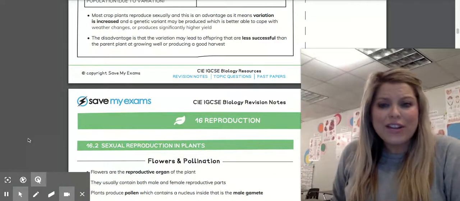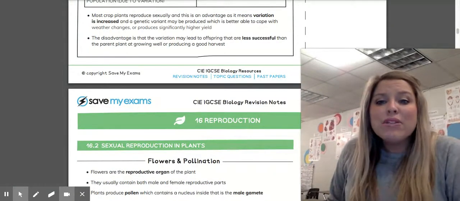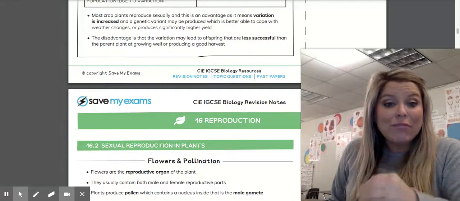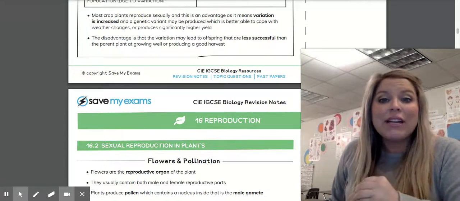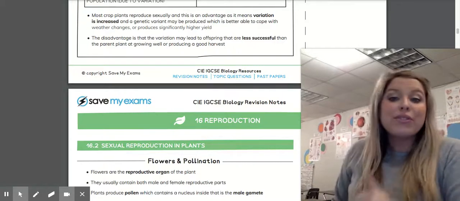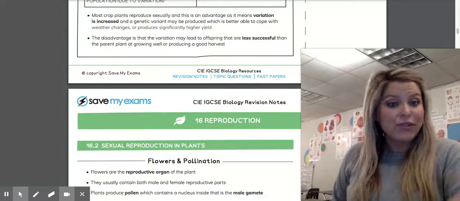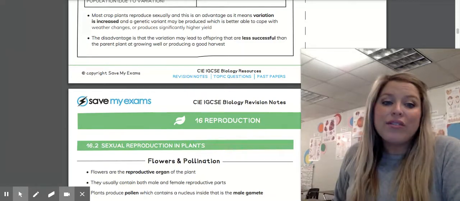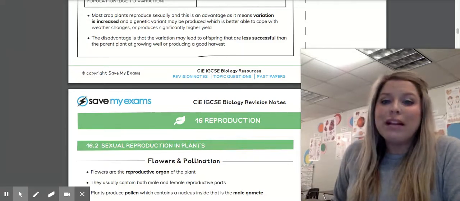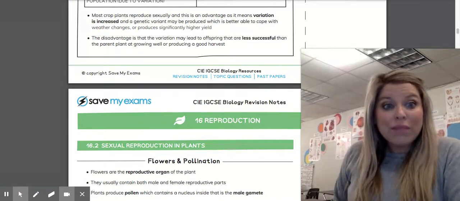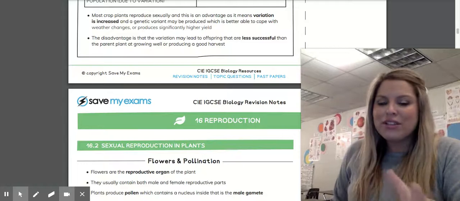Jumping back in, most crop plants that reproduce sexually have the advantage of variation being increased, and a genetic variant may be produced which is better able to cope with weather changes and even produce significantly higher yields for farmers. But the disadvantage is that the variation may also lead to offspring that are less successful than the parent plant at growing well and producing a good harvest. So it's a real trial and error type situation for some of these plants.